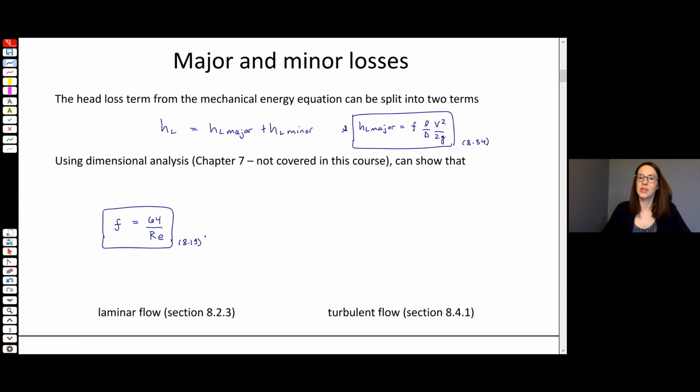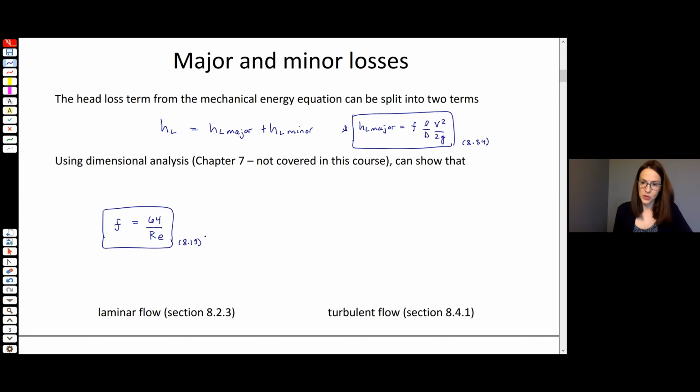For pipe flows, if your Reynolds number is below about 2100, you know you have laminar flow for a smooth pipe. If in a smooth pipe your Reynolds number is greater than about 4,000, you know it's turbulent flow. In between those two numbers, you're in the transitional flow regime.